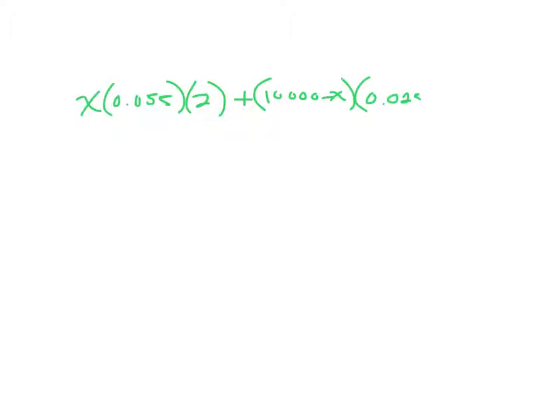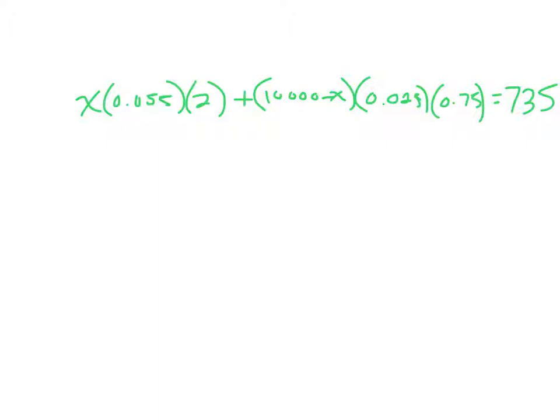Let's do that. So we can write that out as X times, this is what's from the lending institution, 0.055, times 2, plus what was borrowed from the friend, which is 10,000 minus X, times 0.025 times 0.75, which equals 735. All right, I got it all on one line.